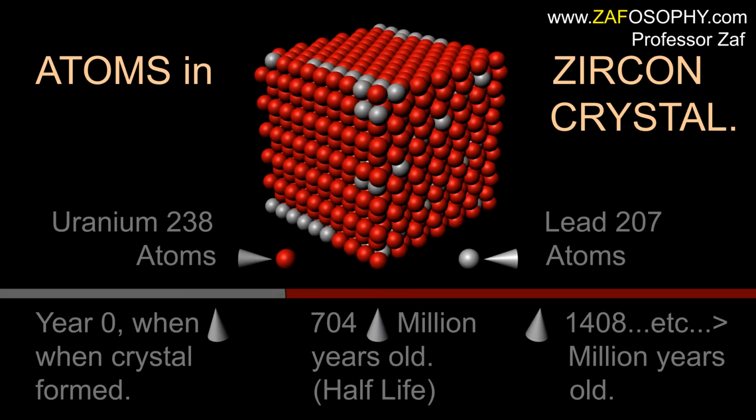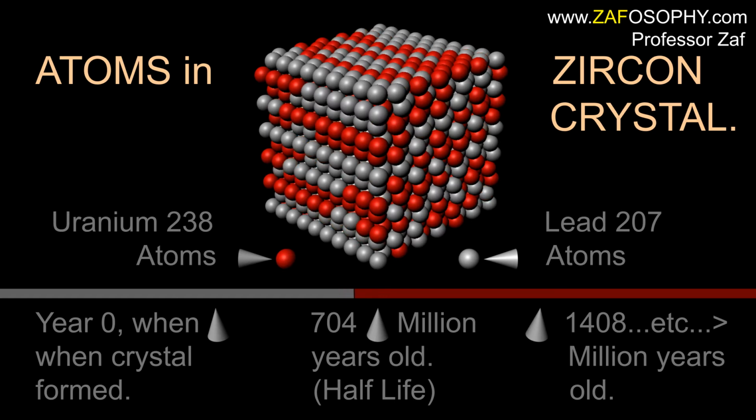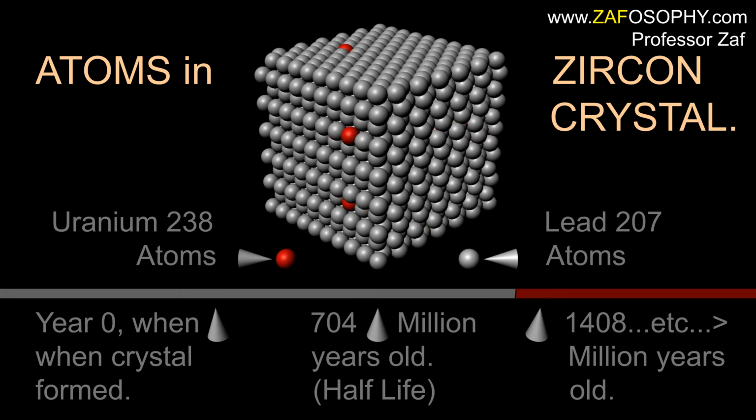Some rocks contain zircon crystals which contain atoms of uranium and lead. Radioactive uranium decays or changes to lead over millions of years at a fixed, known rate. Every 704 million years, half of the uranium-238 changes to lead-207. So using very simple arithmetic, we can work backwards to determine the age of any rock from when it was molten.